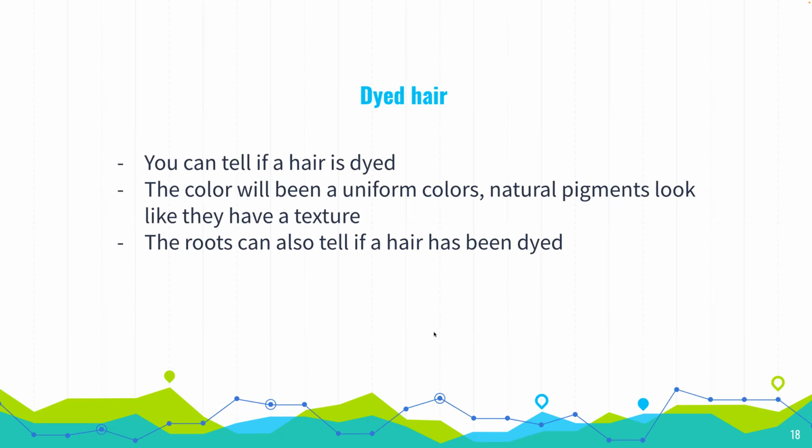Another thing that you can tell, probably the most obvious one, is that the roots can also tell if a hair has been dyed. If you dye your hair, it's not going to grow out the color you dyed. If you dye your hair blue, it's not going to grow out of your head blue. So there will definitely be a difference between the hair that freshly grows out of your scalp that has not been dyed versus the dyed hair.